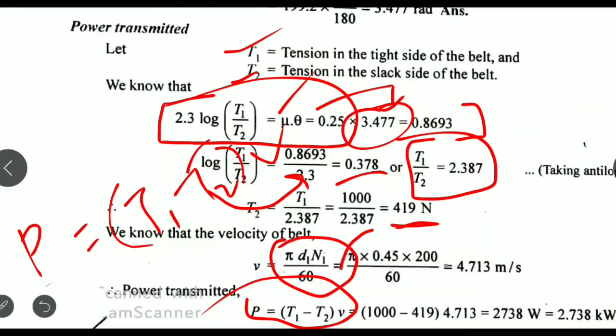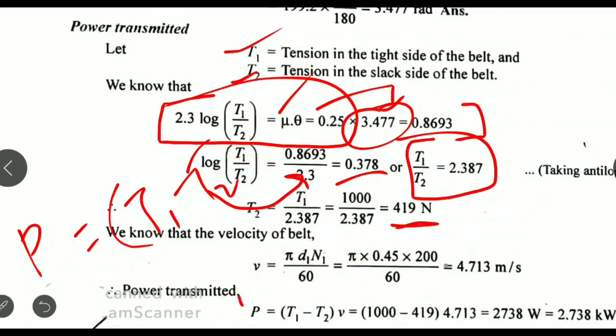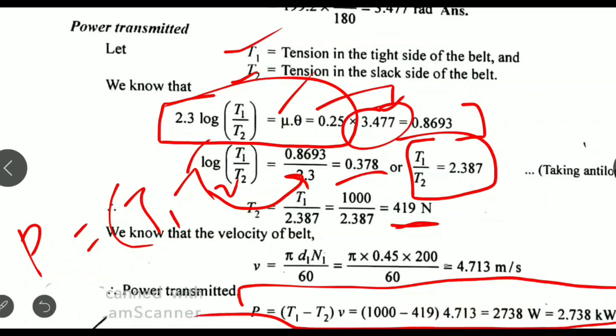The bigger pulley is very important because power is transmitted through the bigger pulley. The bigger pulley has the smaller RPM, correct. So bigger pulley 0.45, it is in meter. Therefore velocity is in meter per second. Now by putting the values, T1 minus T2 into velocity, the power is 2.7 kilowatt or 2738 watt.